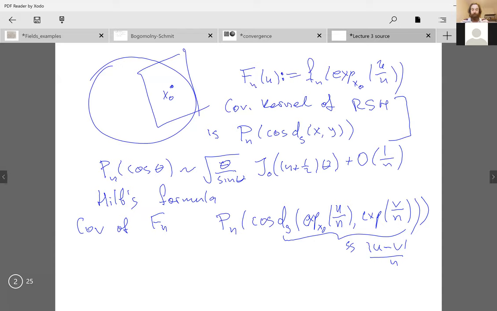And now let's look at Hilbert's asymptotic. So now our theta is the modulus of u minus v over n, so it's very small. So the first square root goes to 1. Then inside the Bessel function, n will cancel out. And so what we have is that K_n of (u, v) behaves asymptotically as J naught of the modulus of u minus v.